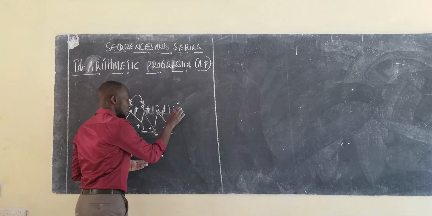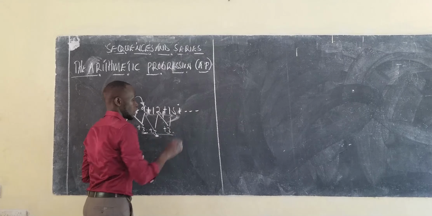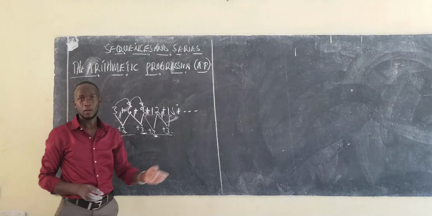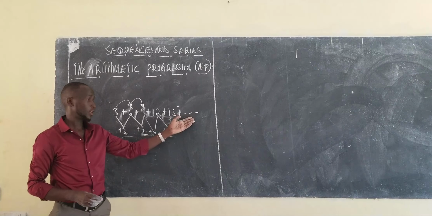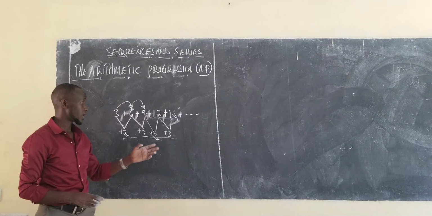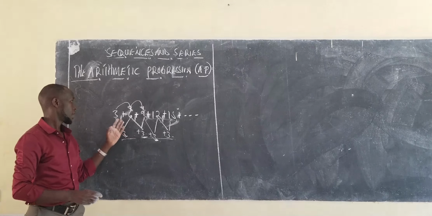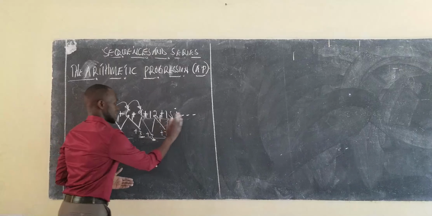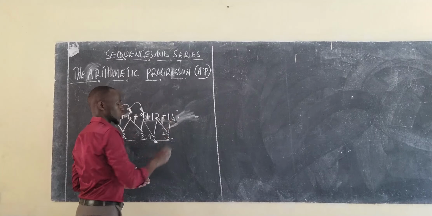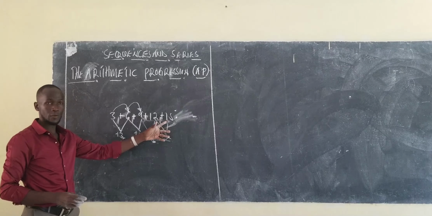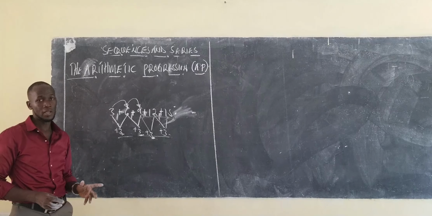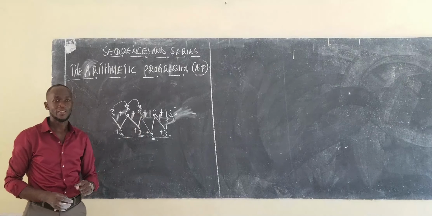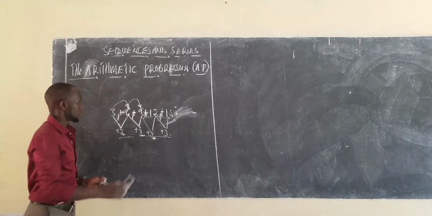And if it has an infinite direction, that the last figure or the nth term is not given, you conclude that it is an infinite arithmetic progression. If it has been given to totality, if you have its last figure given, then you say this one is a finite arithmetic progression. Hope I'm very clear.